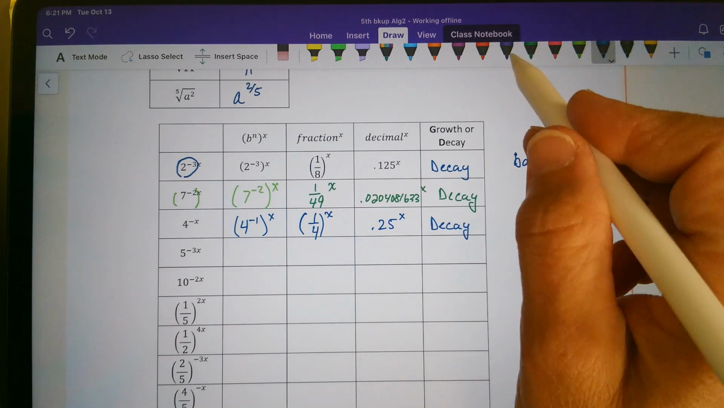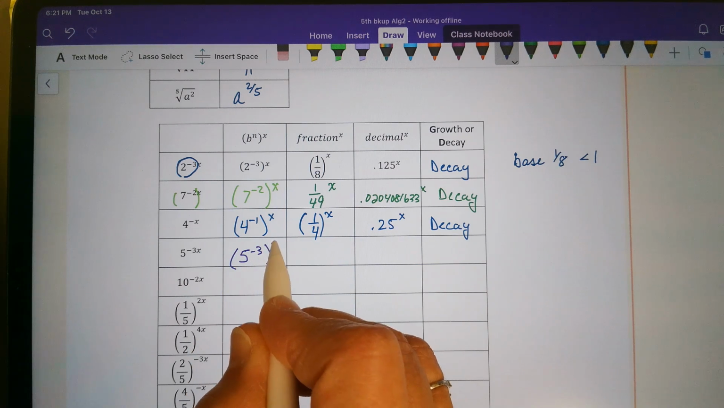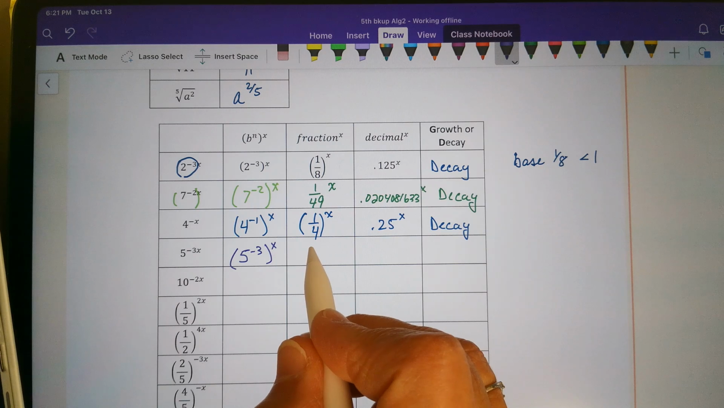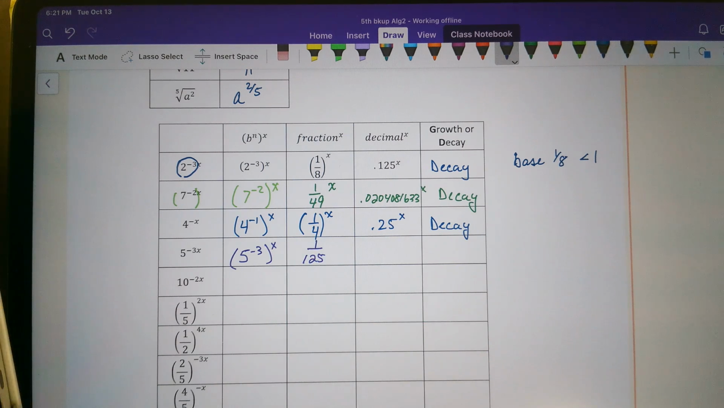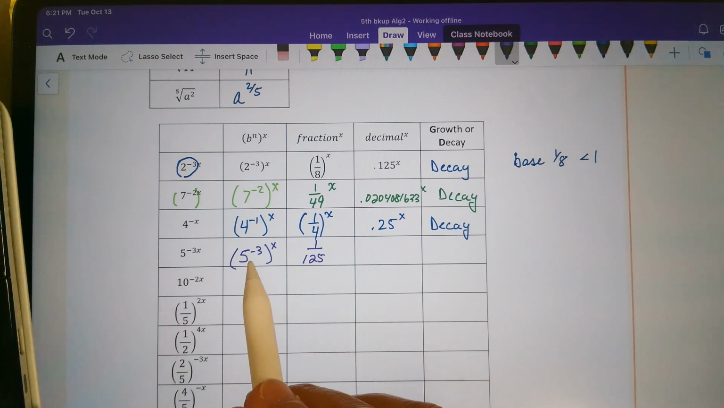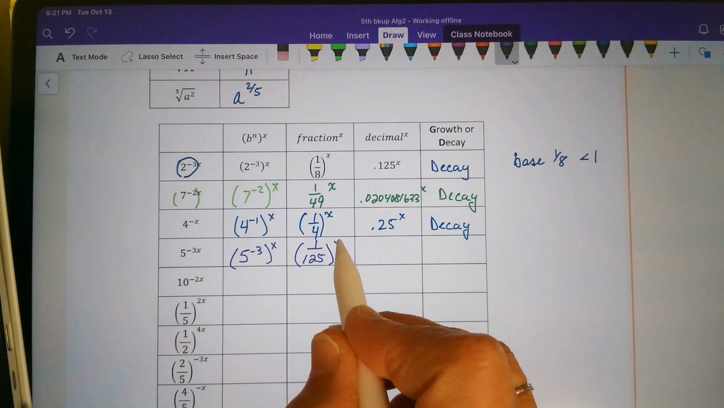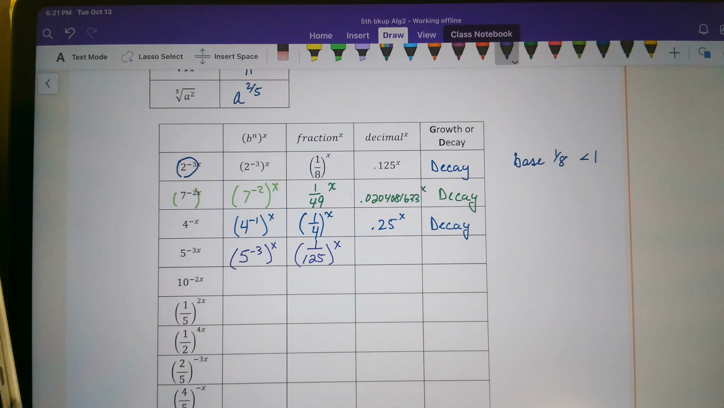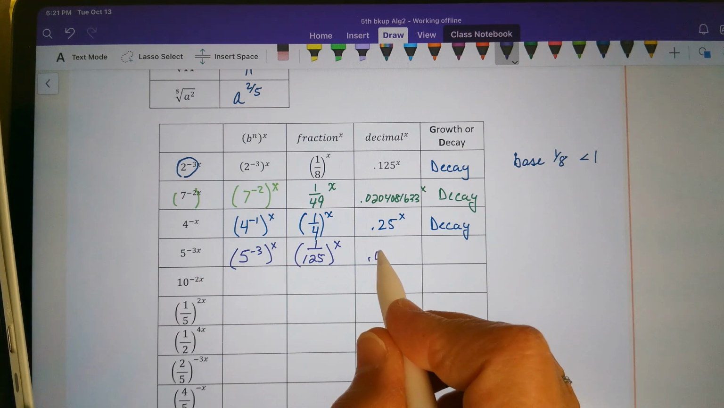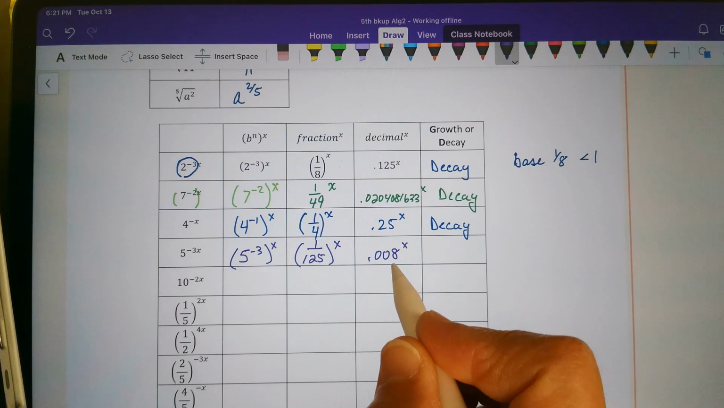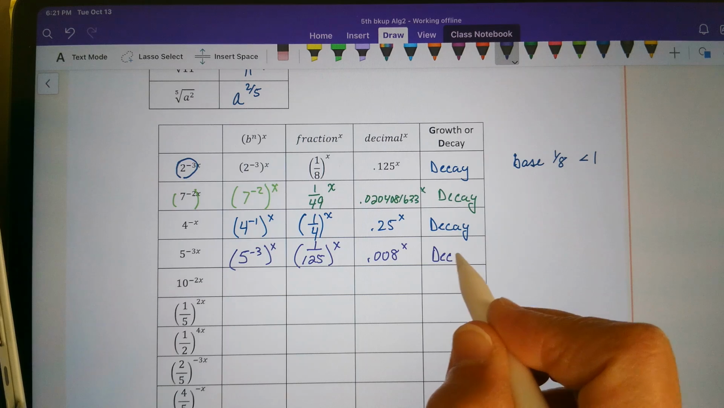5 to the negative 3x. 5 to the negative 3 raised to the x. 5 to the negative 3 is the same as 1 over 5 cubed, which is 1/125. Right? 5 to the positive 3 is 125. Since it's negative, it goes down in our denominator. What is 1 divided by 125? It's 0.008. Right? This base is less than 1, so we are working with decay here.